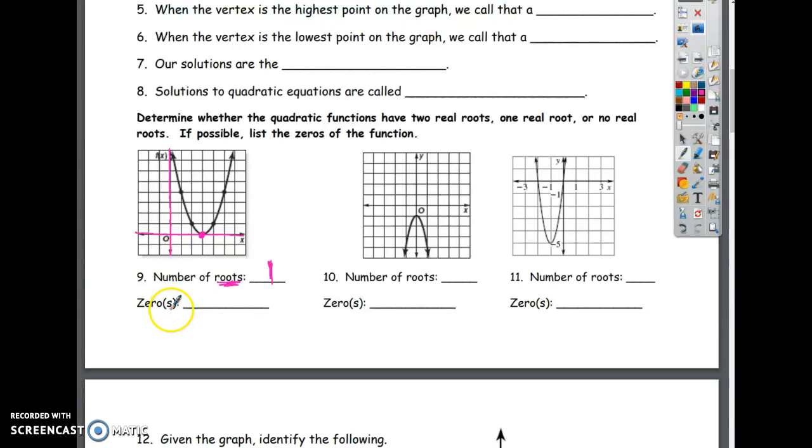Okay? The zeros, that's the same thing as roots. So what is this number here? Here's 0, 1, 2, 3. So my 0 or my root is at 3. Okay? Number 10. Again, this is my y-axis, this is my x-axis. Where does it cross the x-axis? What is the x-intercept? Is there one?